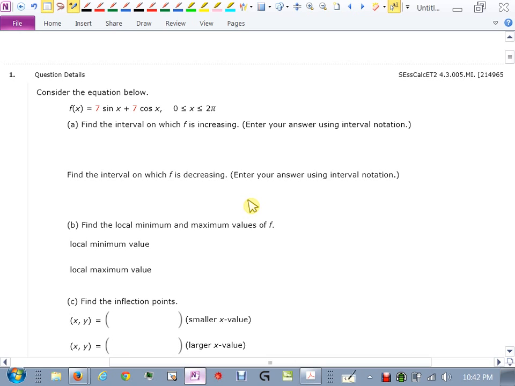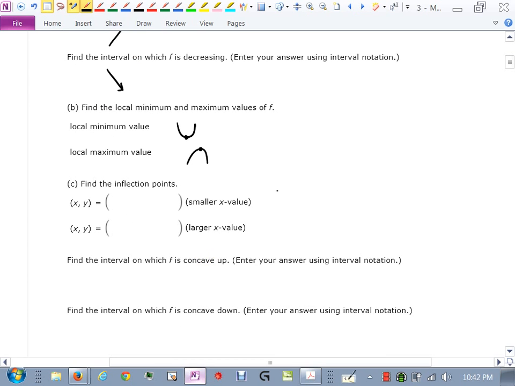So we've got some function. It's defined on some closed interval 0 to pi, and we want to find where the function is increasing, where it's going down. We want to find any local minimum and maximum values, so where our graph would come down, local min, where it might go up, local max, and then find any inflection points, which would be where we have a change in concavity, where it goes from concave down to concave up, or where our graph goes from being concave up to concave down.